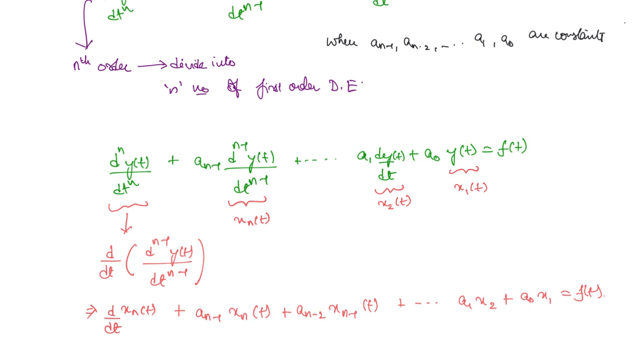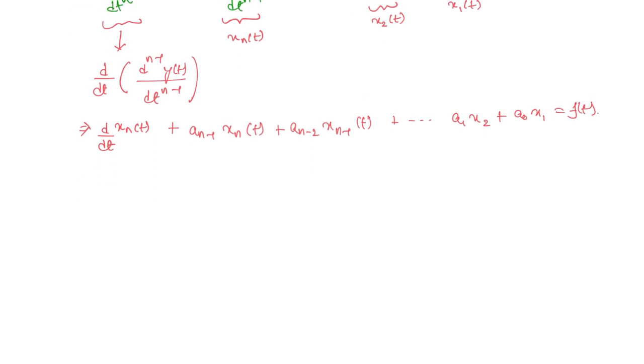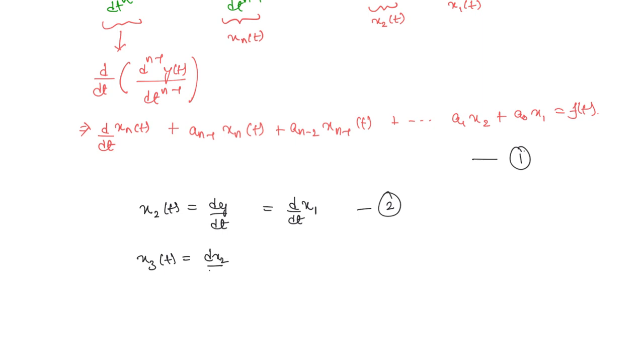So you can see what is the order of the differential equation. You have the first order differential equation, d by dt of some variable. So this is the first differential equation that we got, first order. Now further we have taken x2 of t equal to dy by dt, but what is y? It is x1. So x2 is equal to dx1 by dt. This is the second equation. Similarly, if you take x3 of t, you're going to get d square y by dt square, which will be dx2 by dt. This is the third equation.